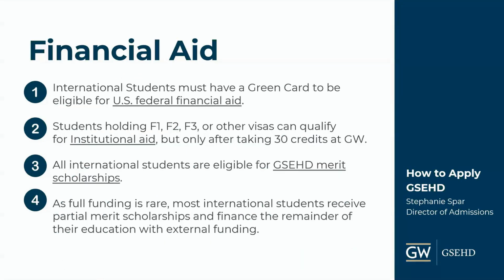And then in reference to financial aid, so international students must have a green card to be eligible for U.S. federal financial aid. Students holding an F1, F2, or F3 or other visas can qualify for institutional aid, but only after taking 30 credits at GW. And so what that looks like is to answer general questions. So yes, as an international student, as long as you have a green card, you are eligible for federal financial aid. However, in terms of aid that is offered specifically from GW, the university, you're only able to qualify for that after taking 30 credits.